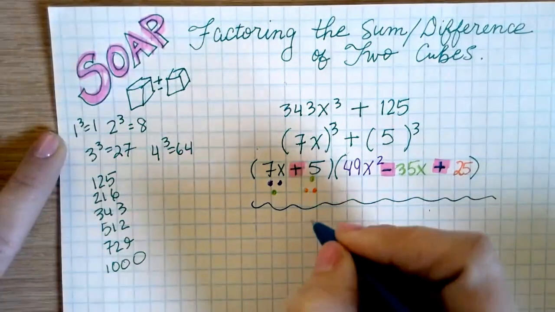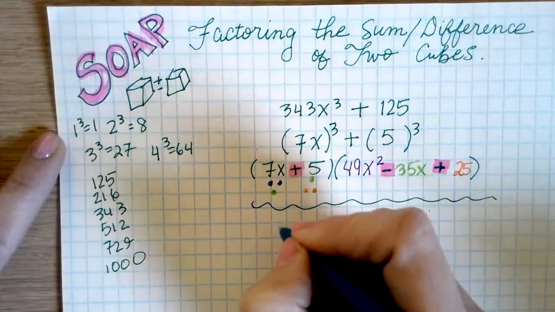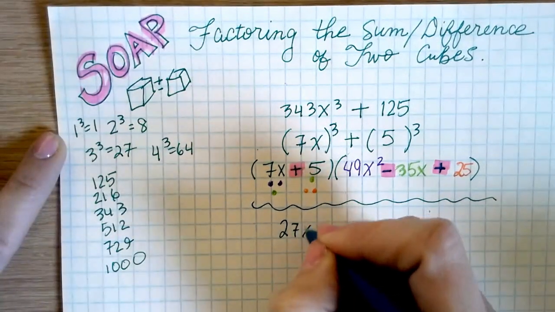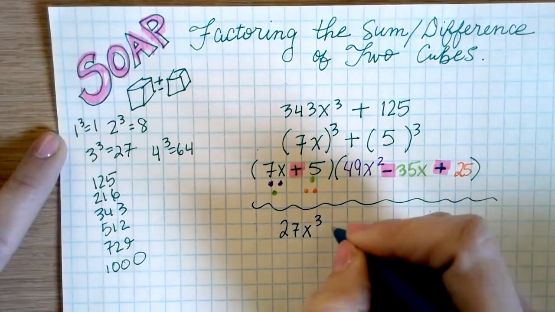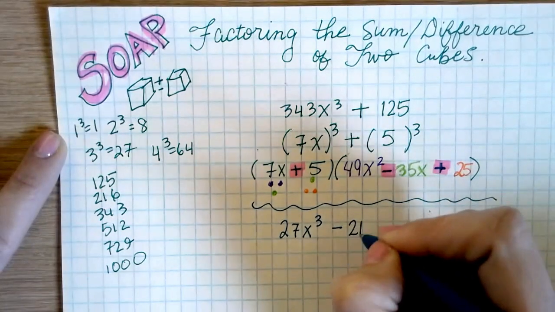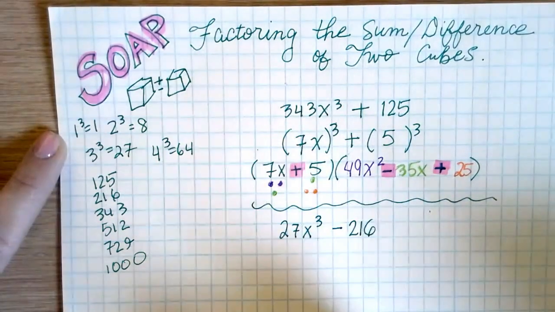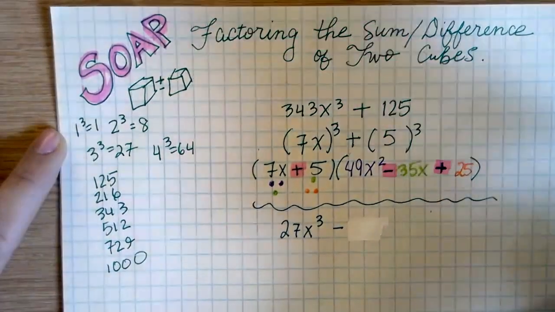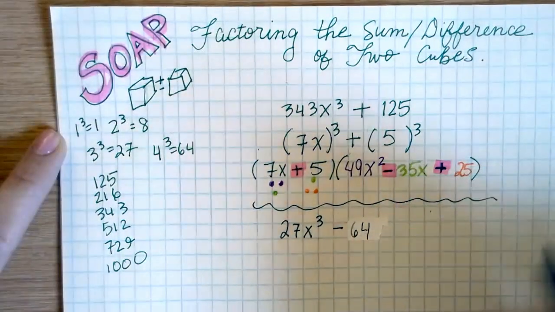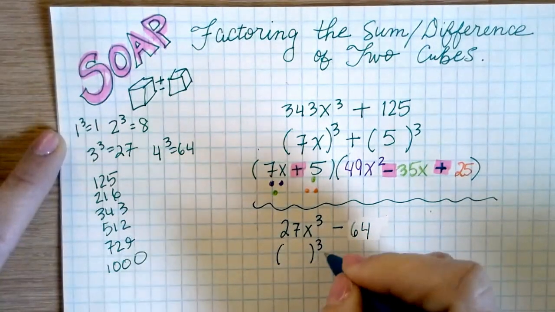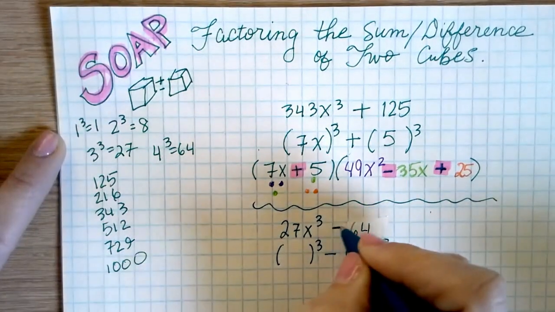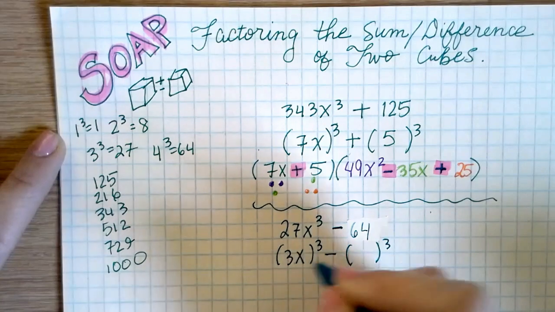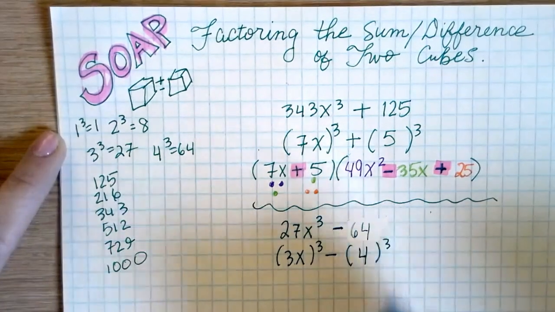So one more faster example. Let's say I had 27x to the third minus 216. Maybe I shouldn't do 216 because then they're both divisible by 3. It's a GCF problem. I'm not going to do that. Okay, 64, just so we can keep it simple. Once you do, recognize that they're perfect cubes and write it as a sum or difference of cubes. What's being cubed? 3x. What's being cubed? 4.